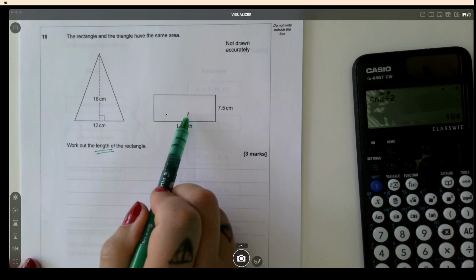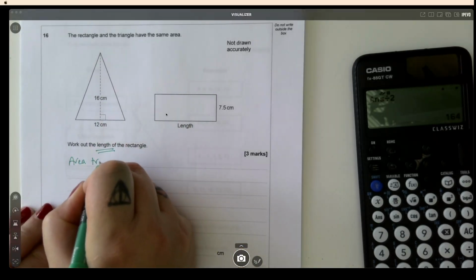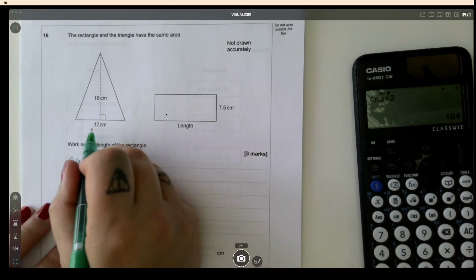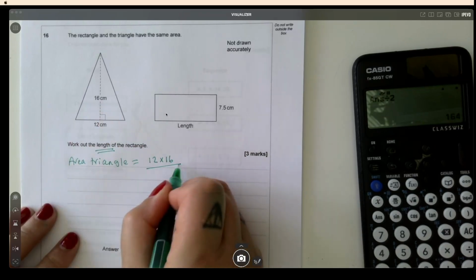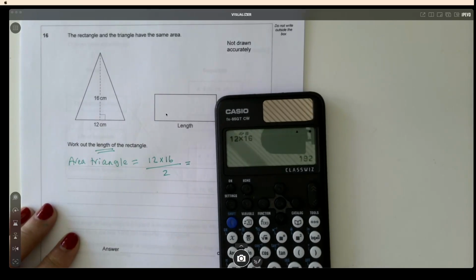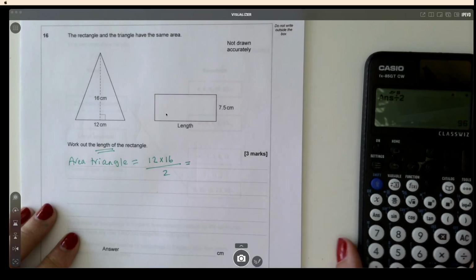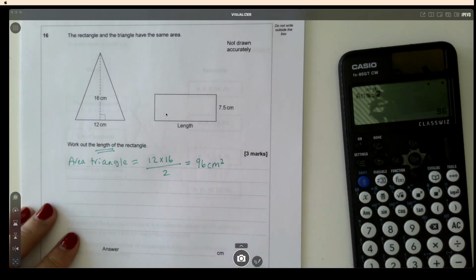So if they have the same area, the first thing I'm going to do is find the area of the triangle. Because I have the base and height, I can do that. So it's the base of 12 multiplied by the height, which is 16, and then divide by 2. So 12 times 16 divided by 2 is 96 centimetres squared. So the area of the triangle is 96 centimetres squared.